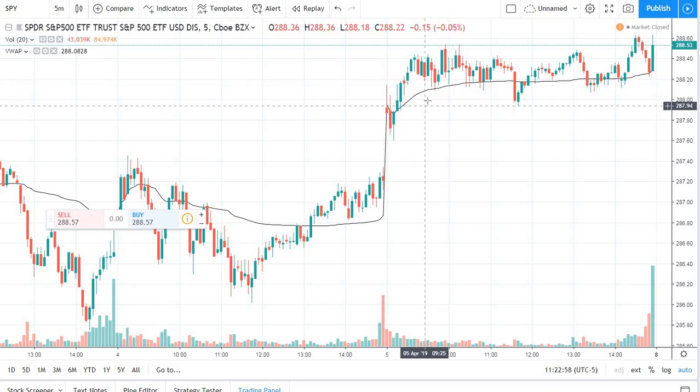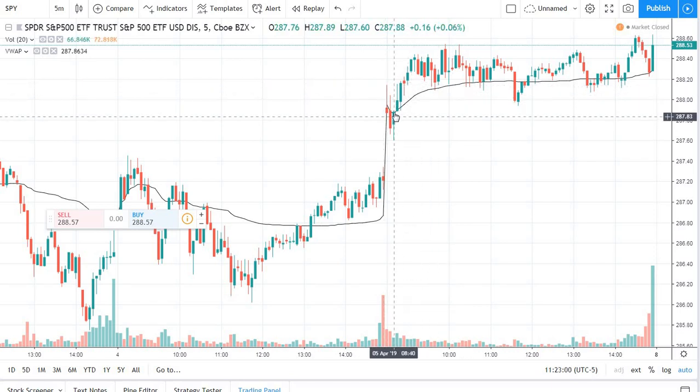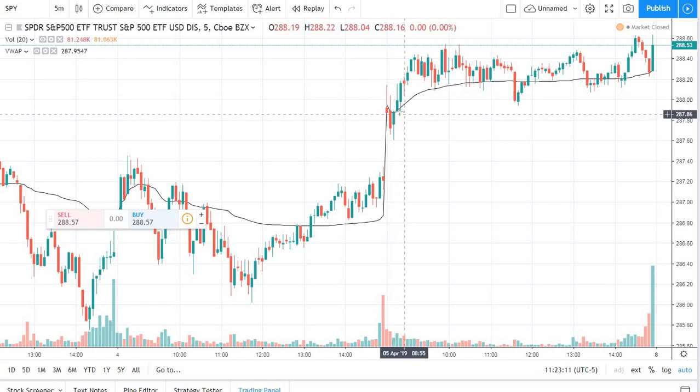So if we look at Friday, I actually missed this SPY trade. I was trading, what was I trading? NVIDIA, I think. Anyways, oh no, sorry, it was Alibaba. That's what I traded on Friday.